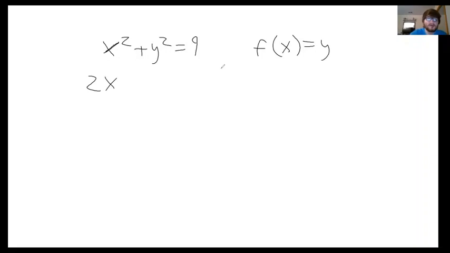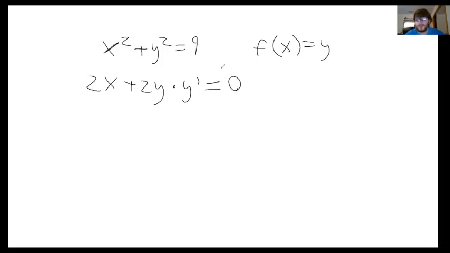So we have to make sure that we do the outside. So we have the power rule like normal, 2 times y. And then we have to multiply by f prime of x, which in this case is just going to be y prime. And this is going to be equal to the derivative of 9. A constant is just going to be 0.